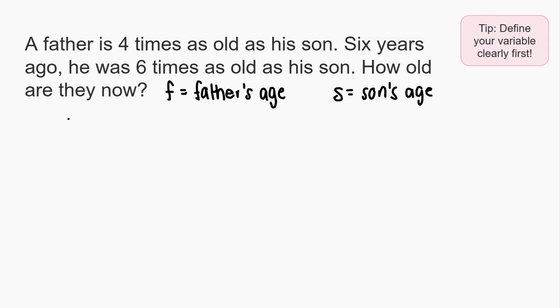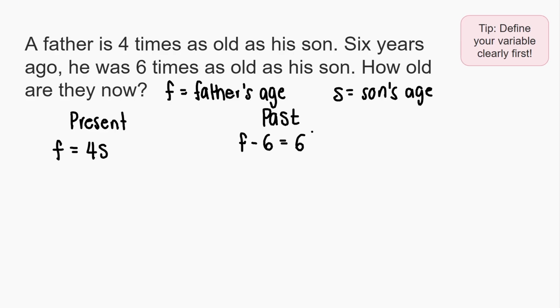So first, let's start with the present. What do we know? Right now, the father is 4 times as old as his son. That means F is equal to 4 times S. Now, we also have information about the past. 6 years ago, he was 6 times as old as his son. So if we subtract 6 off the father's age, he was 6 times as old. So 6 times S minus 6.